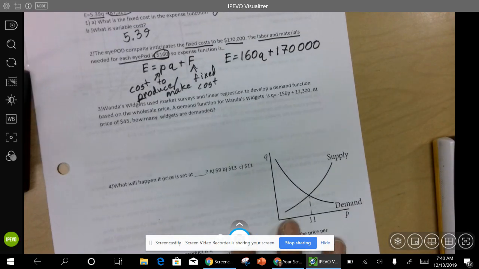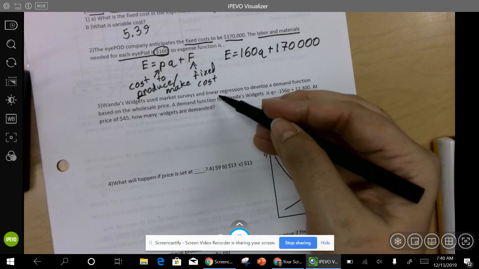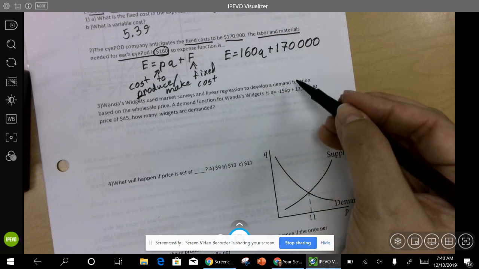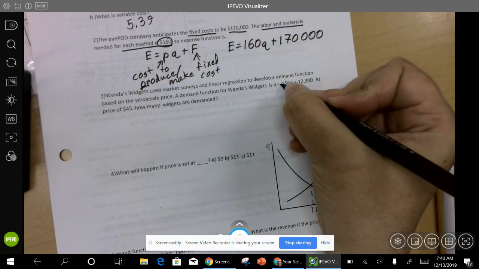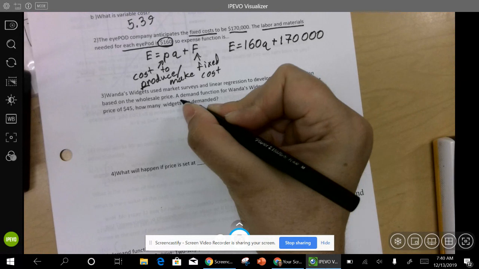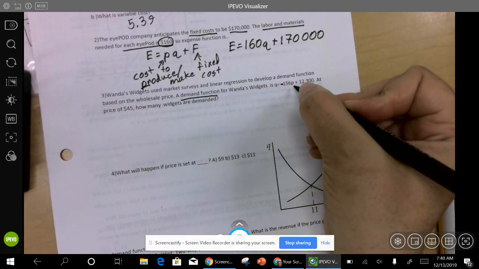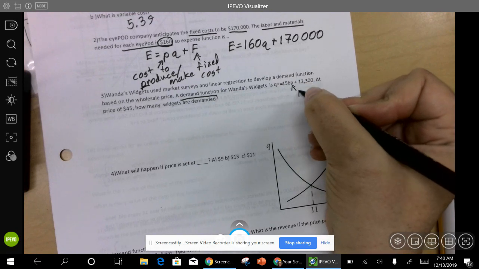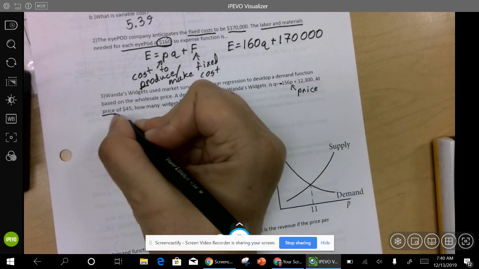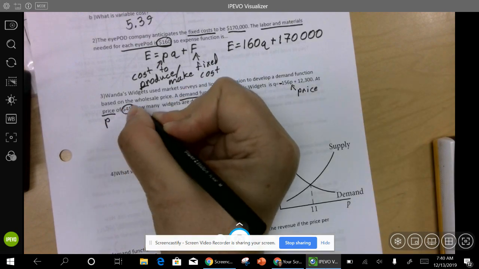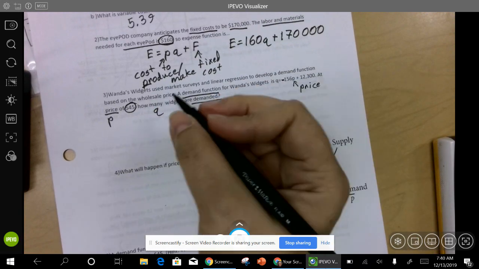Okay, so this one says Wanda's widgets are using market surveys and linear regression to develop a demand function based on the wholesale price. Demand function for Wanda's widgets: notice that's a negative. Demand quantity is equal to negative 156 times the price, everybody, this P is price, plus 12,300, at a price of $45. How many widgets are demanded? So we are solving for the quantity.